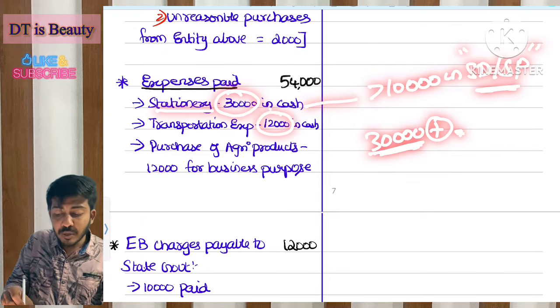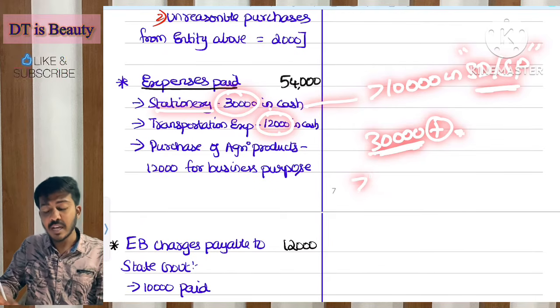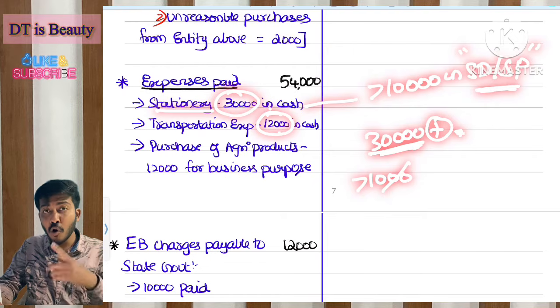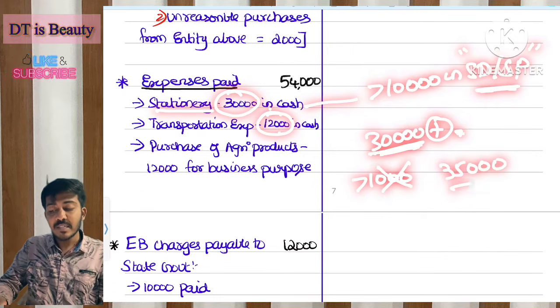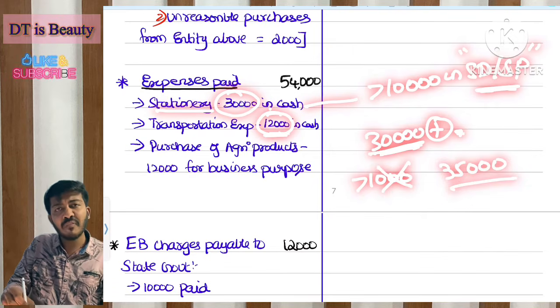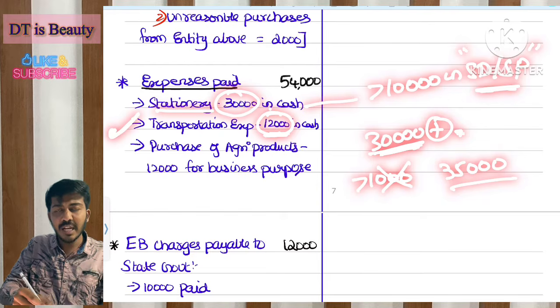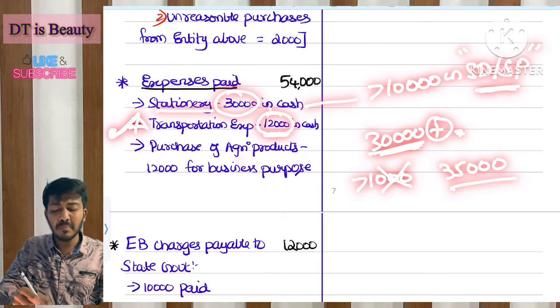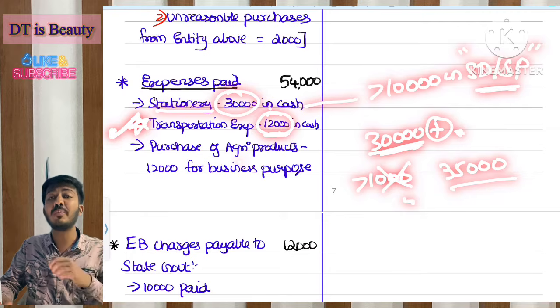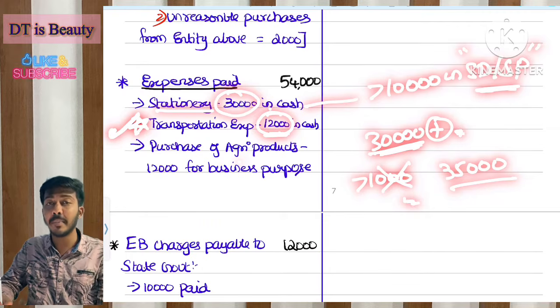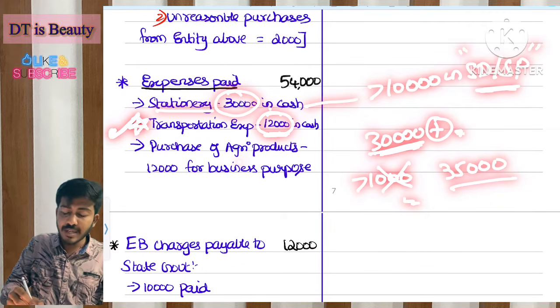Now, for a transporter, I am making 12,000 in cash. Greater than 10,000, no. For a transporter, 35,000 is the limit. Since I have made less than 35,000 in cash, it is fully allowed. No disallowance is made. Please remember, this is very, very important. For transportation people, if you make a payment, up to 35,000 you can make in cash. And the last one is purchase of agri products.